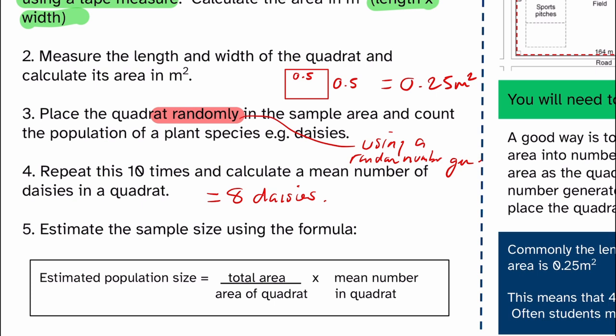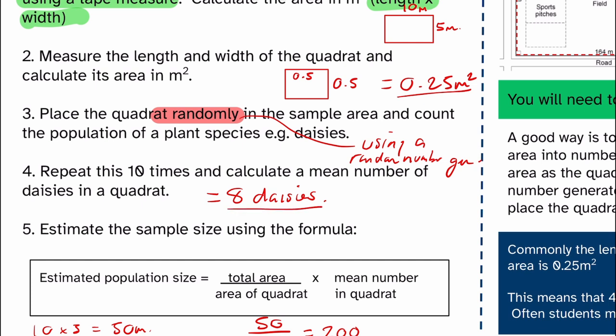Estimated population size is the total area of the field. So whatever the field was, I'll give you an example. Let's make it nice and easy. Let's say we had a field that was 10 meters by 5 meters. So our total area is 10 times 5, so it's 50 square meters. So it would be 50 divided by the area of the quadrat. We've already worked that out, which was 0.25. So that's going to tell you how many times your quadrat will go into your field. So in this case, it's 200 times. So you'll have 200 quadrats in this field.